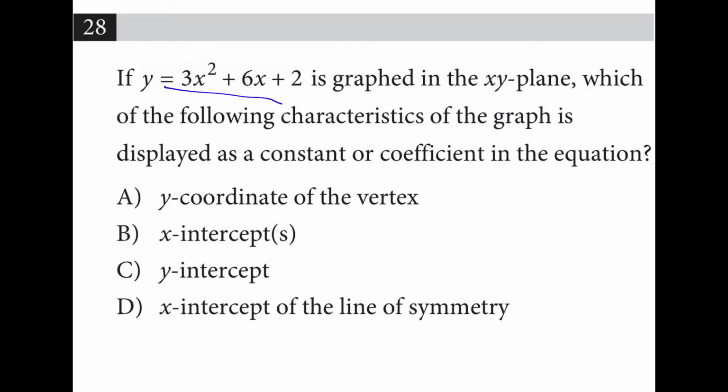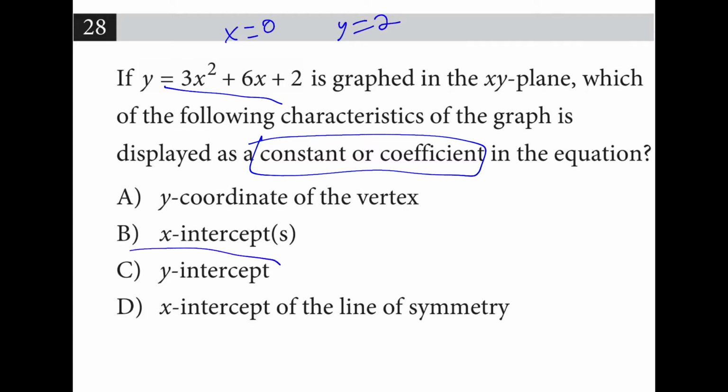Here's my equation, 3x squared plus 6x plus 2. What feature of the graph is displayed as a constant or coefficient? So if you plug in a 0 for x, you will get y equals 2, which is your y-intercept. That's shown there as a constant.